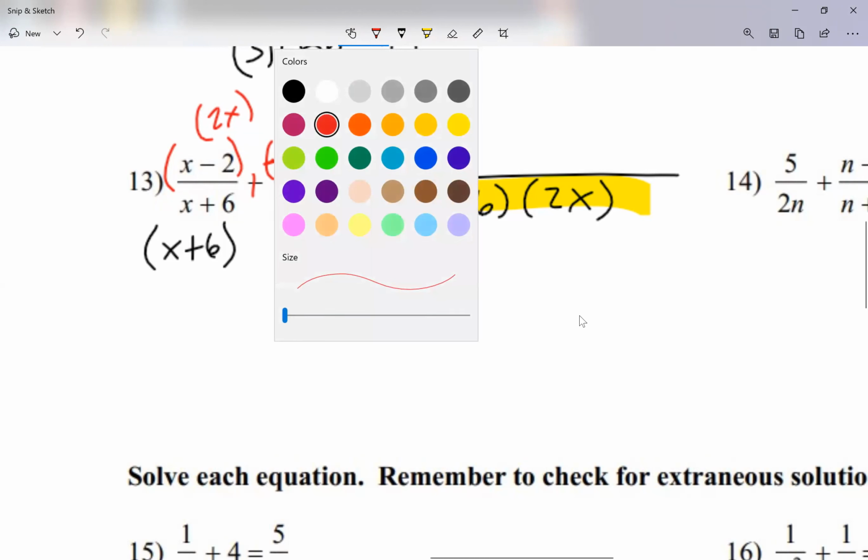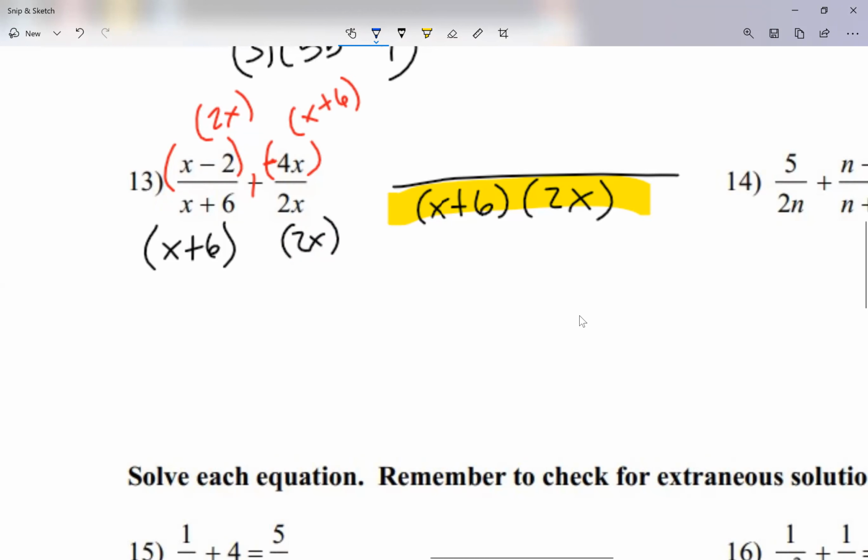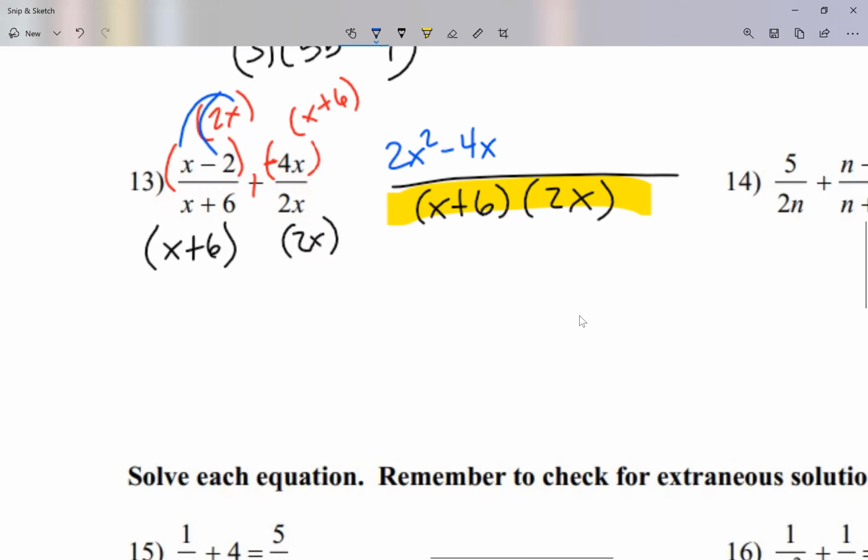Okay, so let's see. On the first fraction, the 2x, the one that is by itself, I'm going to distribute 2x times x and 2x times a negative 2. So that gives me 2x squared minus 4x. On the second fraction, let me distribute the negative 4. So it's going to give me negative 4x squared minus 24x.